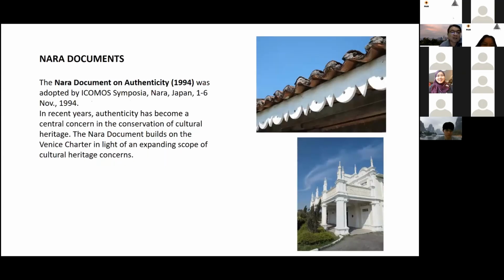Then later on, in 1994, you come to the Nara document. Nara is a town in Japan. It was almost gone, made of timber, and then rebuilt. So when they rebuilt the town again, the word authenticity starts to come into play. When people start to build a building, they just remember the penjara we thought was a police station. Yeah, the word authenticity comes into play there. Halfway through, we realize that it's not a jail, but a police station.